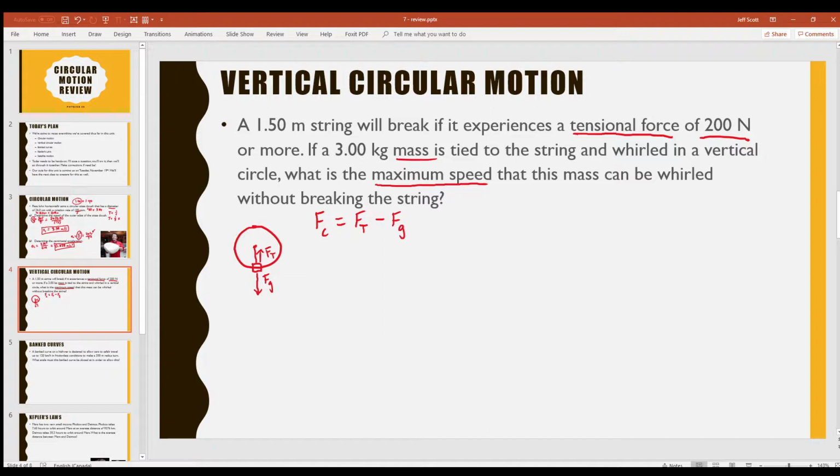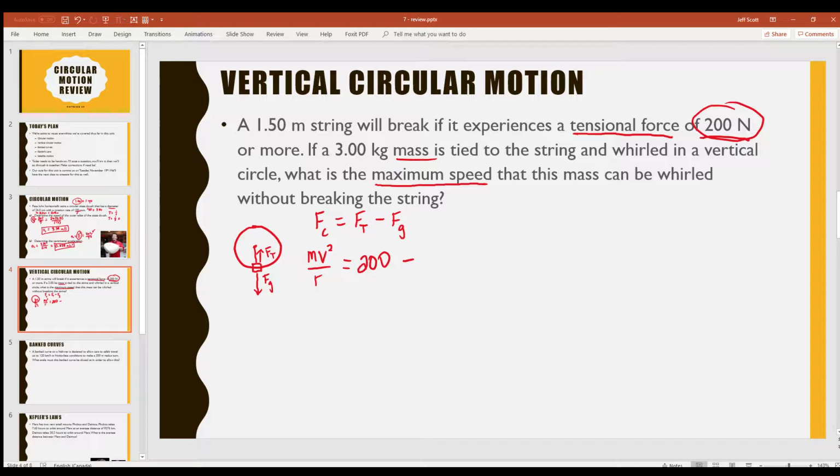So for Fc, the formula is mass times the centripetal acceleration, which is v squared over r. So again, mass times centripetal acceleration, which is v squared over r. This is going to equal Ft. Ft is actually given to us in this question, so I'm not going to write it as Ft, I'm just going to write it as 200.